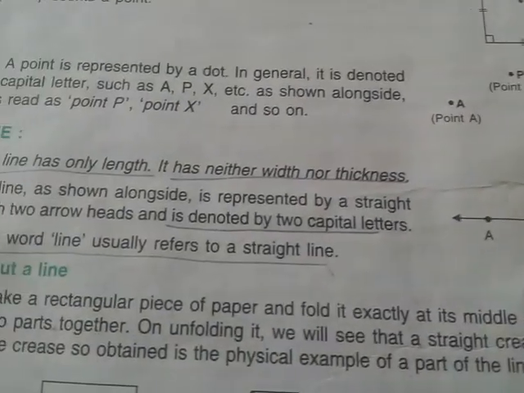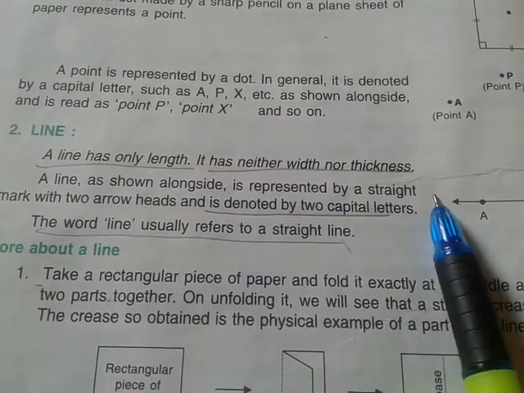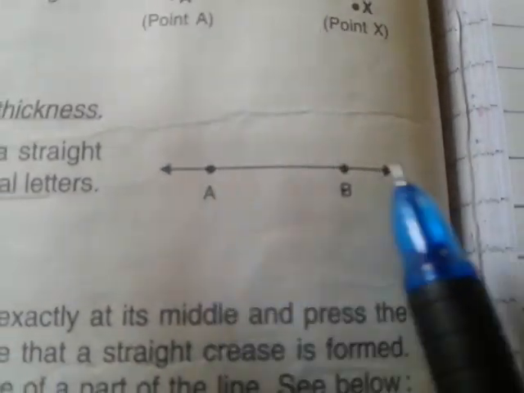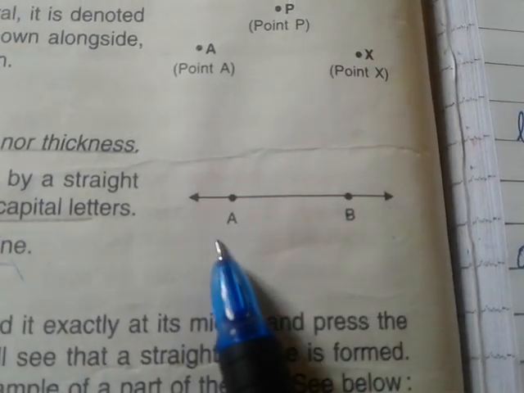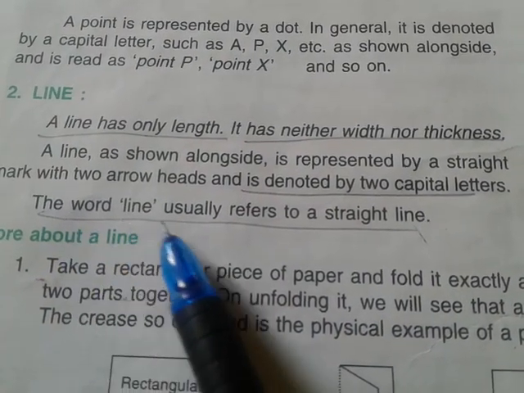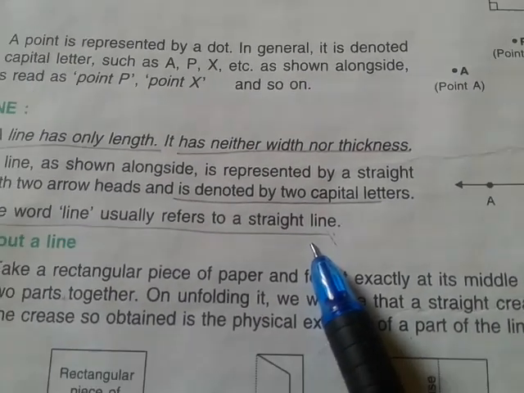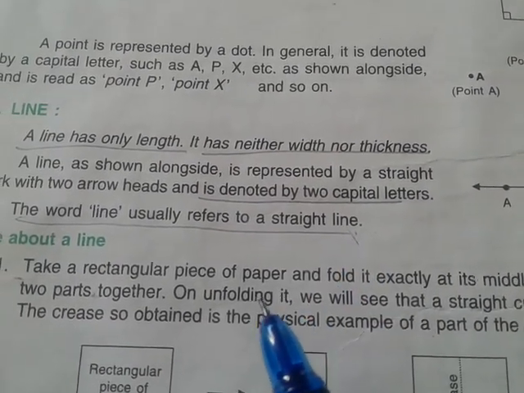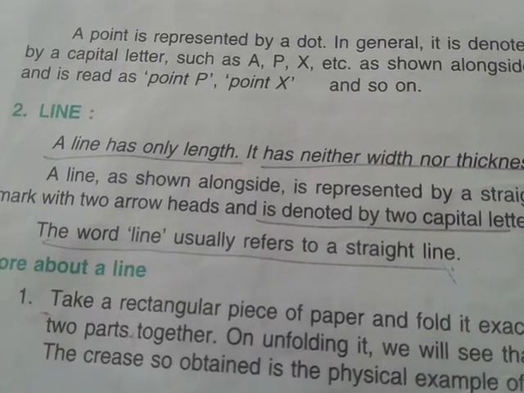A line as shown alongside is represented by a straight mark and two arrowheads, and it is denoted by two capital letters. You can use any capital letters from A to Z. The word line usually refers to a straight line. So whenever we say line, it means only a straight line. But if you want to draw a curved line, you have to mention specially that it is a curved line. When I say draw a line, you have to draw a straight line only.